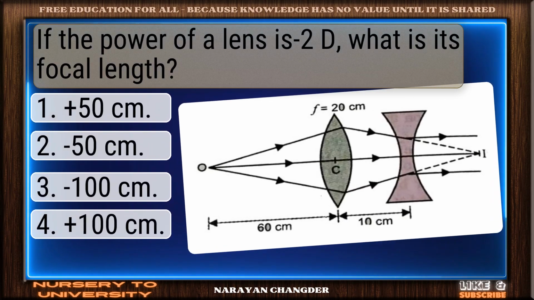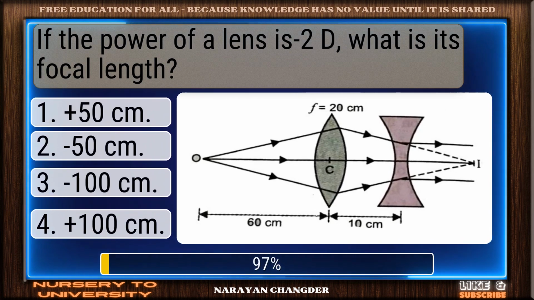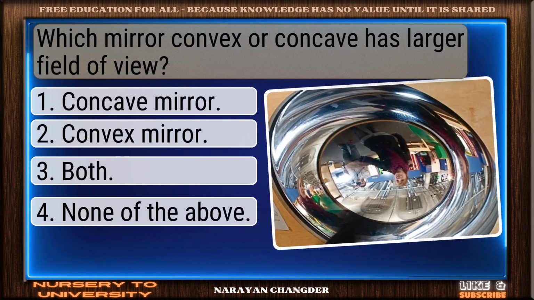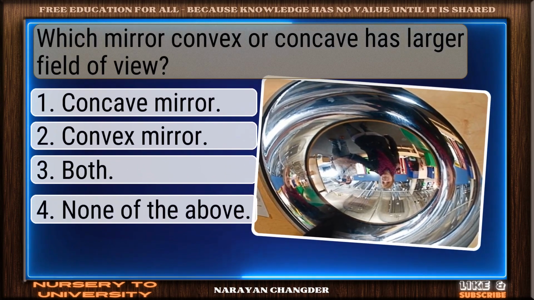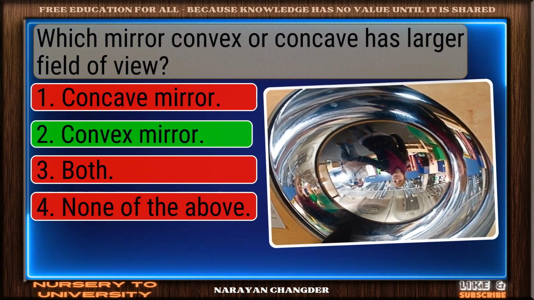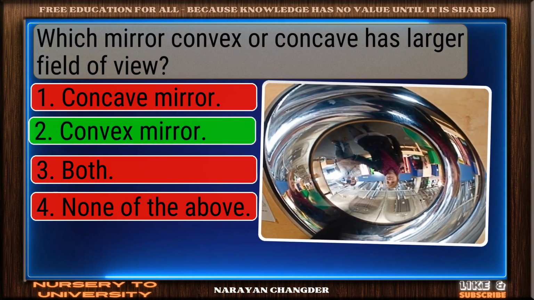If the power of a lens is 2D, what is its focal length? 50 cm is the answer. Which mirror, convex or concave, has larger field of view? Well reasoned. Convex mirror is the correct choice.